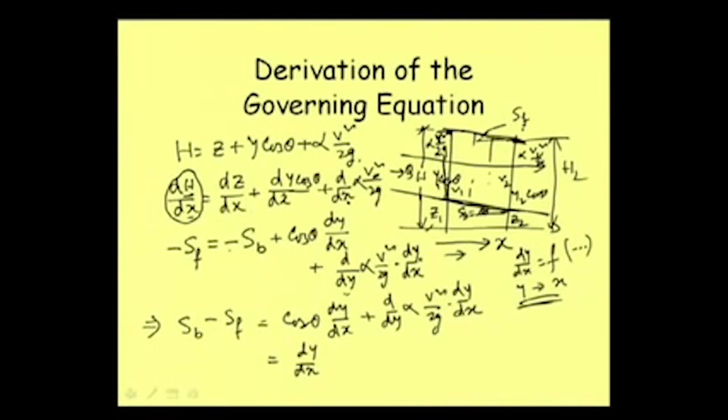If we know that, then we will be able to tell what type of profile it will be, how the profile is changing. So, let me write it in this form: dy dx into cos theta plus d dy of alpha v square by twice g. Okay. Well, from this dy dx is equal to SB minus SF divided by cos theta plus d dy of alpha v square by twice g.